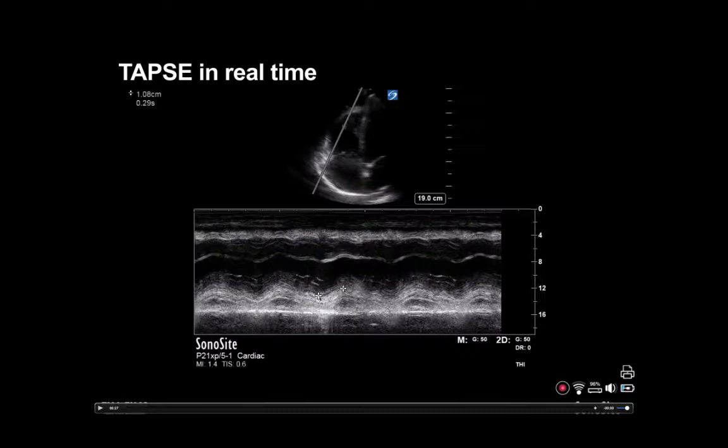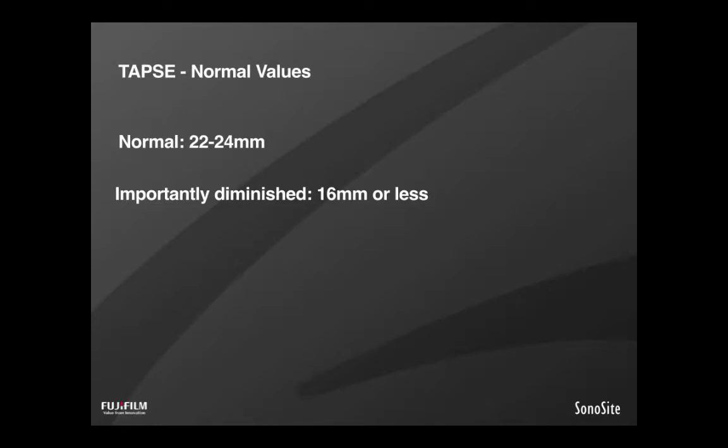And we can draw the line as we've done here, and we see that the TAPSE here comes out to being just over 10 millimeters, which is importantly depressed. And which raises the question of how do we interpret these values? Well, normal is generally somewhere between 22 to 24 or above, and frequently you'll see with normal subjects that it's above 24 millimeters. And then there's a sort of a threshold value, which is 16 millimeters or less is considered importantly diminished right ventricular systolic function.